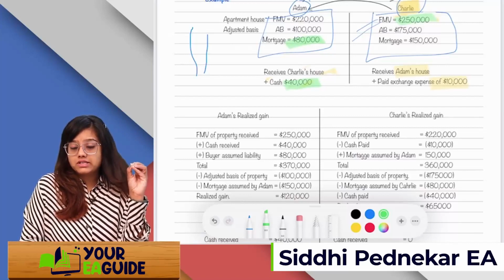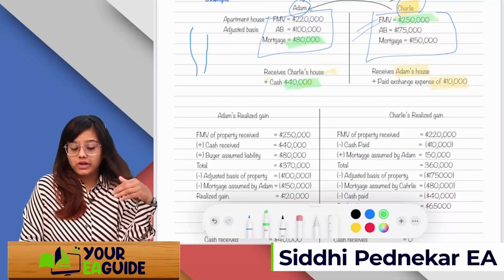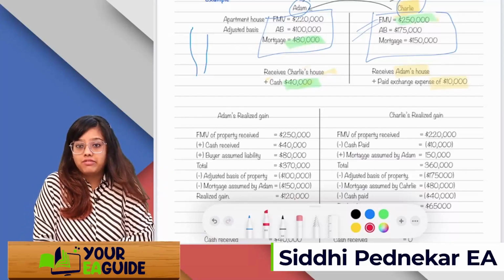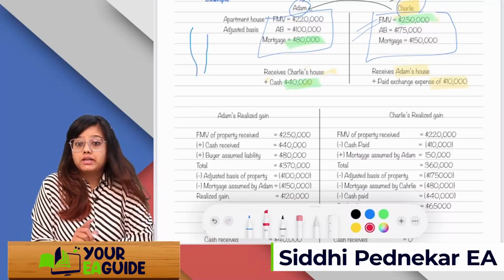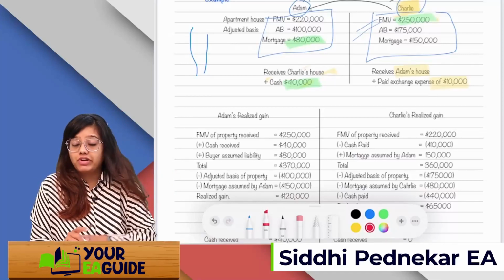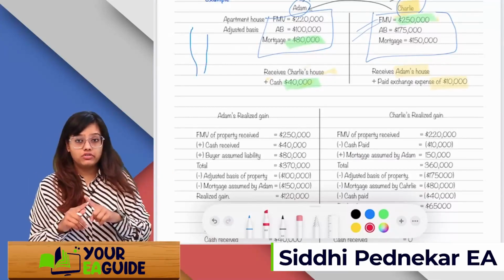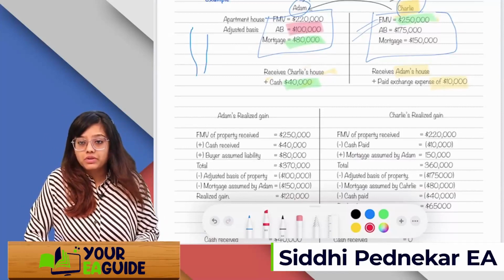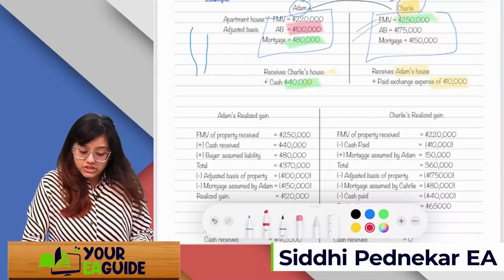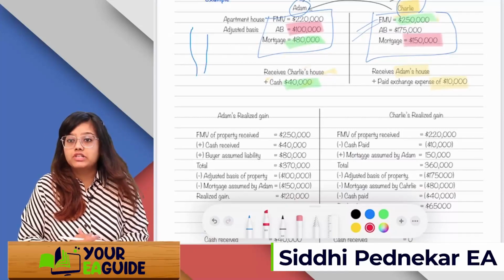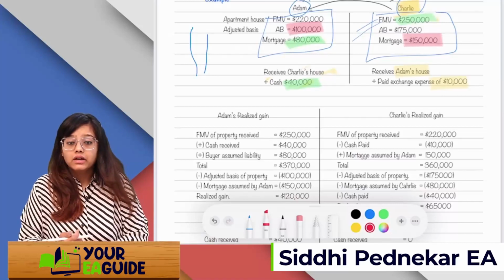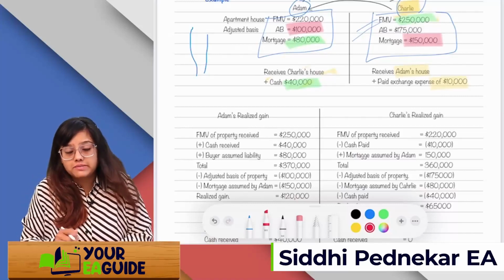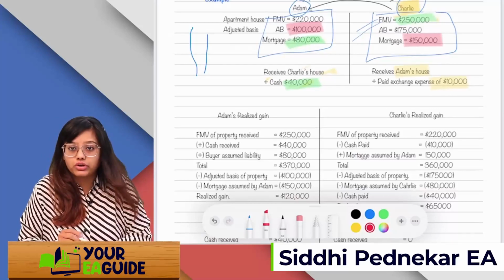Now out of this amount realized, you are going to reduce whatever is given up. So what is given up? Adam is giving up the property which has an FMV of 2,20,000 but an adjusted basis of 1 lakh. While reducing, we are not reducing the FMV, we are going to reduce the adjusted basis. Minus the mortgage which is assumed by Adam, 1,50,000. Has Adam paid any exchange expenses? No, they are paid by Charlie. So here we are not going to reduce.